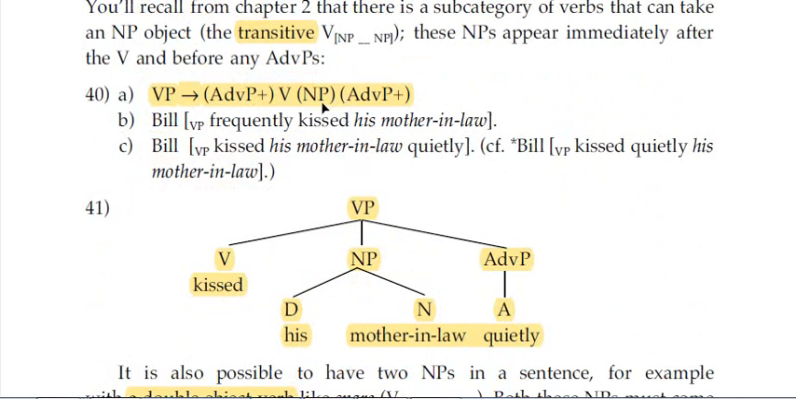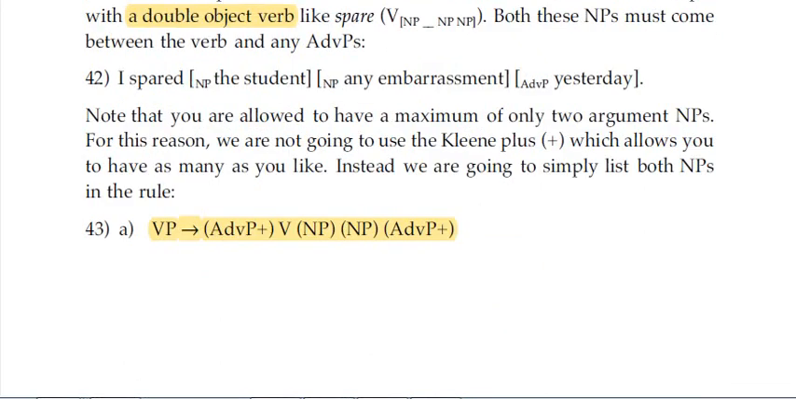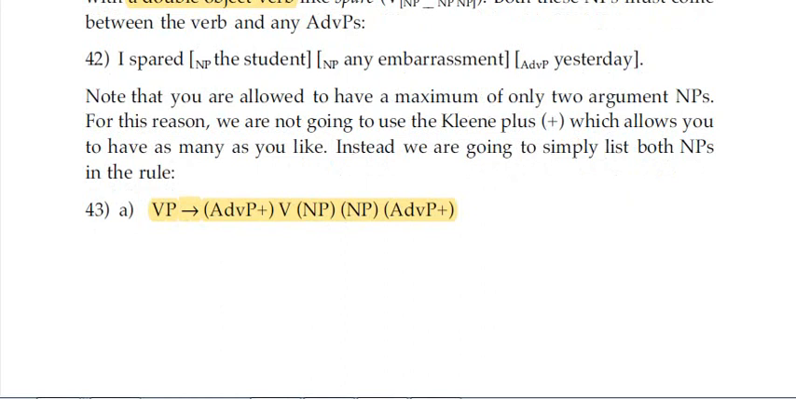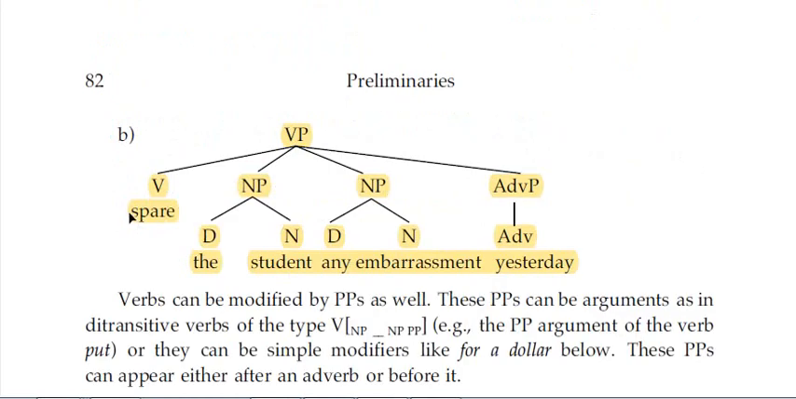Now for transitive verb, untuk verb yang membutuhkan objek, so we can also add noun phrase after verb, like kissed his mother-in-law quietly. So kissed and then followed by object, and then adverb. Okay, and we may also have more than one object. For example, here, spare the student any embarrassment yesterday.